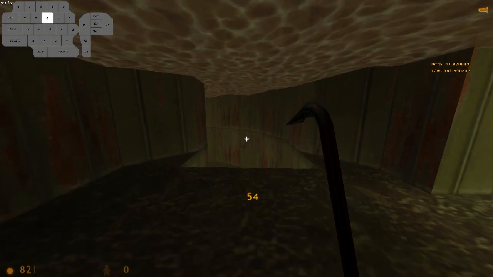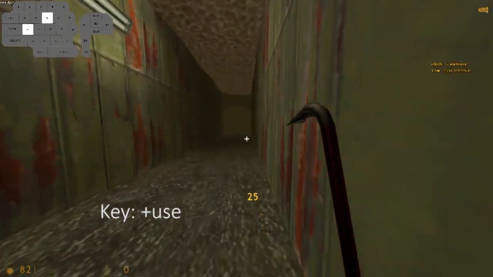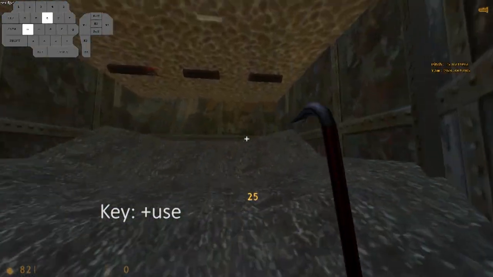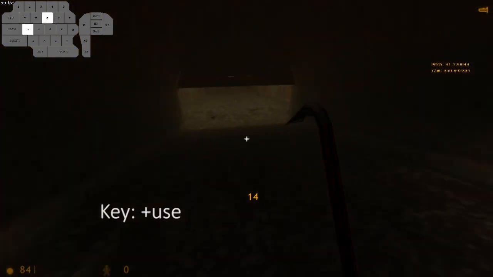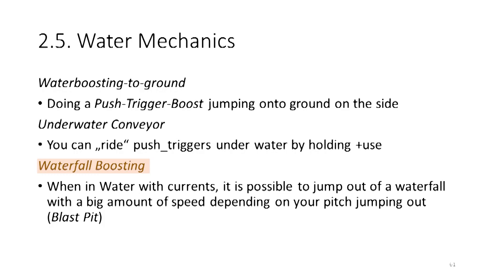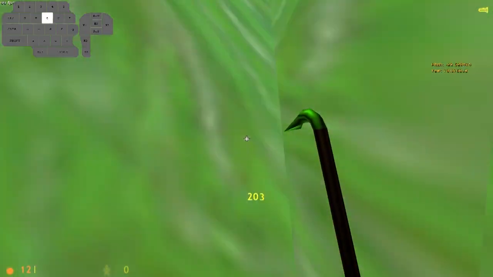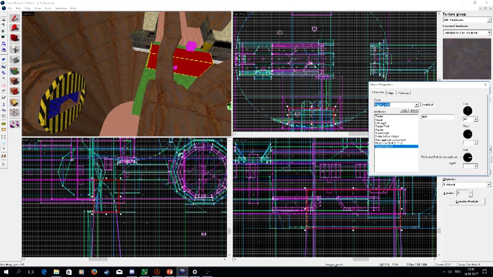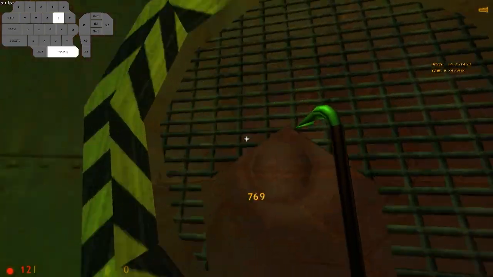Underwater, you can apply plus use to the push trigger and advance with the push trigger's speed, like on an underwater conveyor. In Blast Pit, the water goes over into a waterfall with an increased push speed of 600. This you can use to boost out of the water and jump into the nearby pipe.